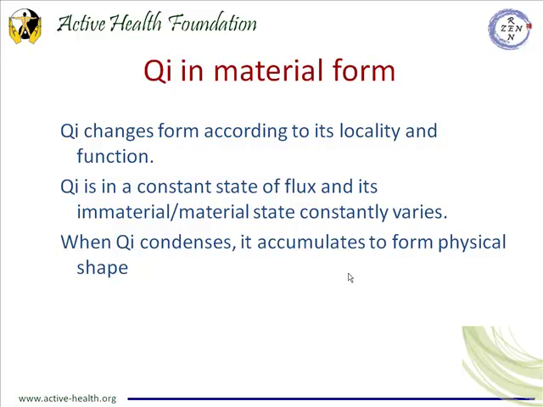For example, when somebody is stressed, the stress knots that we find in the upper trapezium are a form of qi that's condensed, or qi stagnation. Also, if we have poor circulation of qi in the body, this can result in condensation of qi or stagnation of qi that can form lumps or masses or even tumors.